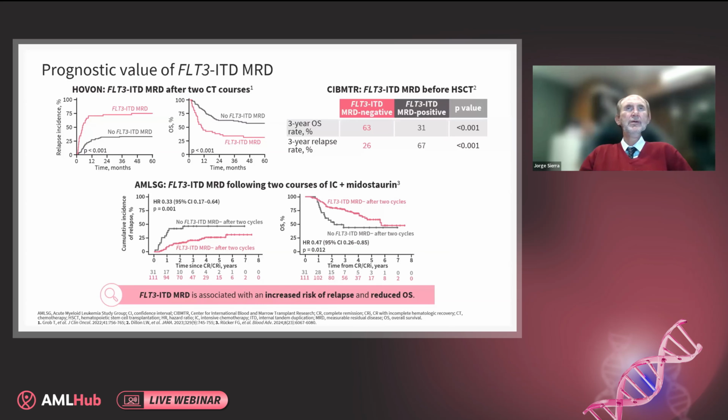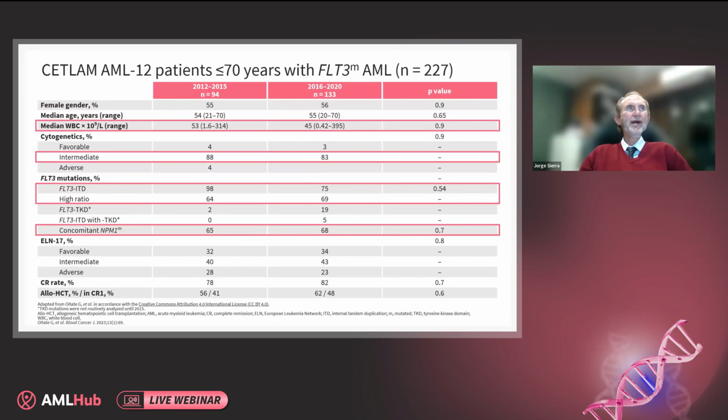And on the top right, you can see the CIBMTR experience showing that patients with MRD before allogeneic transplant have increased relapse incidence and lower survival. What are the common characteristics of patients with FLT3 mutations?